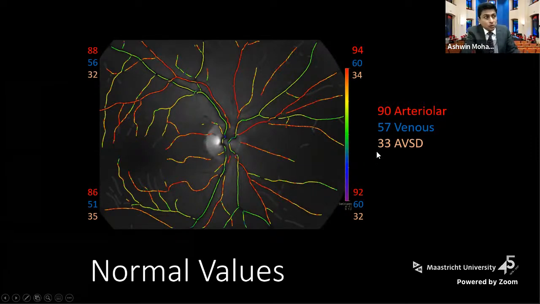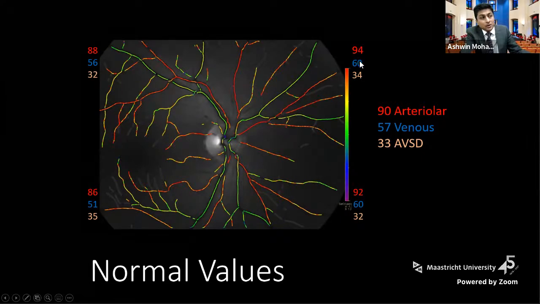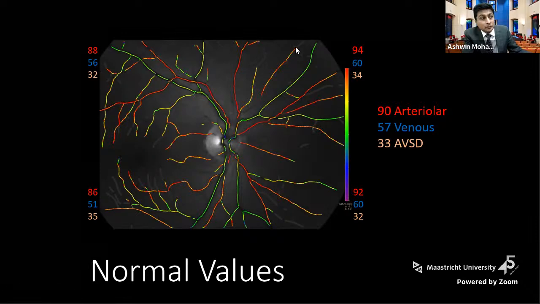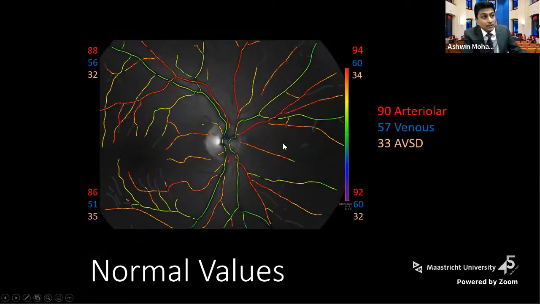But if we look at this more closely, I had spoken about quadrants earlier. We can see now on the upper right side 94, 60, and 34. And on the lower left, we see 86, 51, and 35. We can see there is a lot of difference between these numbers. And we did see differences in quadrants. Generally, the upper right, that is the superonasal in this right eye, would have higher saturations as compared to the inferotemporal.